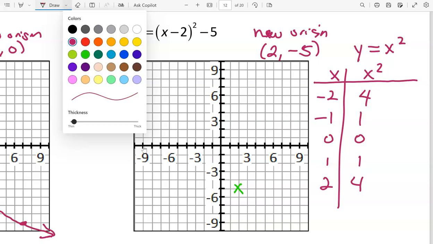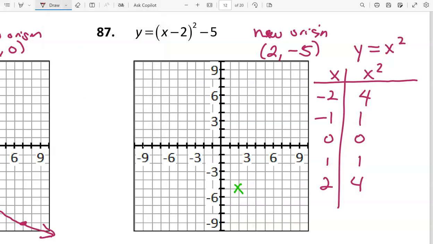And graph the points from there. -2, 4 would be 2 to the left and 4 up. And -1, 1 would be 1 to the left and 1 up. 0, 0 is on the new origin. 1, 1's 1 to the right and 1 up. 2, 4's 2 to the right and 4 up. We can graph some additional points for accuracy if you wish.